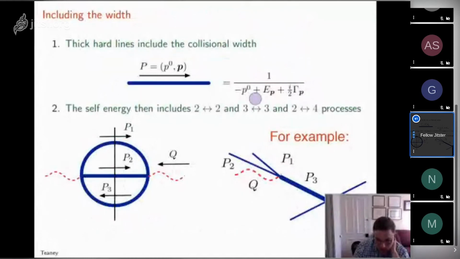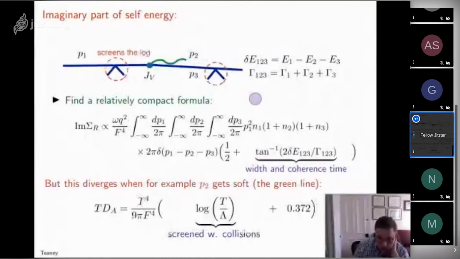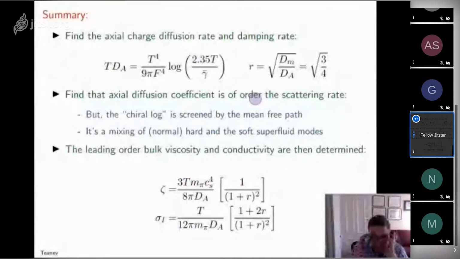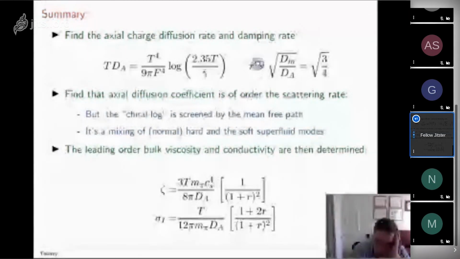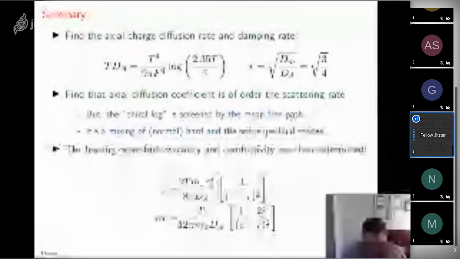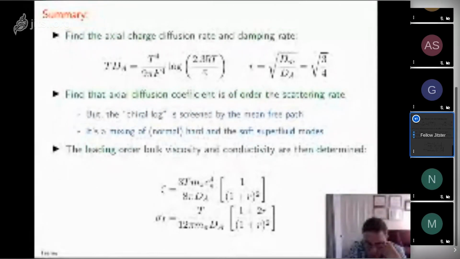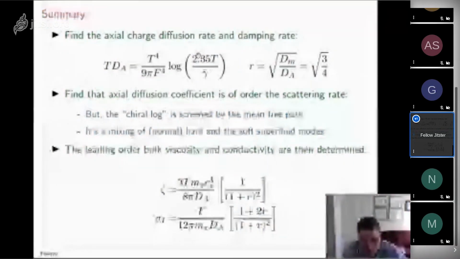Now I will not go through the resummation of that. We spent some time doing that, and we do get the final result. We calculated the axial charge diffusion rate and the damping coefficient. This diffusion coefficient actually looks like a typical scattering rate. There's nothing special about it. It's of order the typical collision rate in the gas. There's a log, which is a great source of difficulty, but nevertheless it doesn't change the essential feature that the axial charge diffusion coefficient is of order the typical scattering rate.